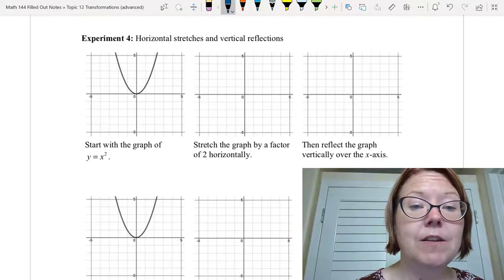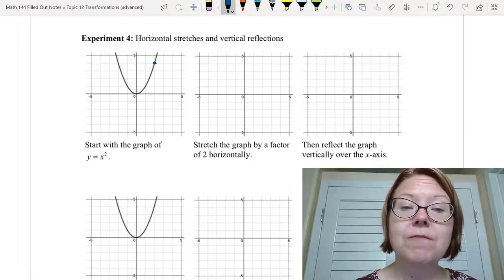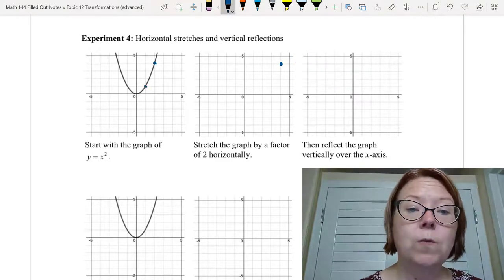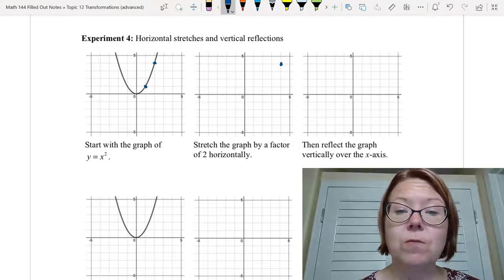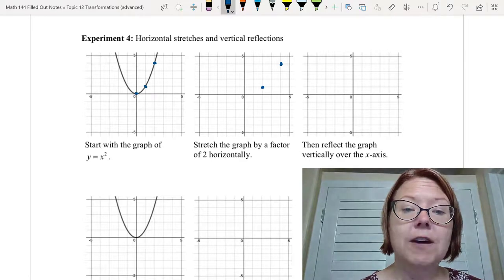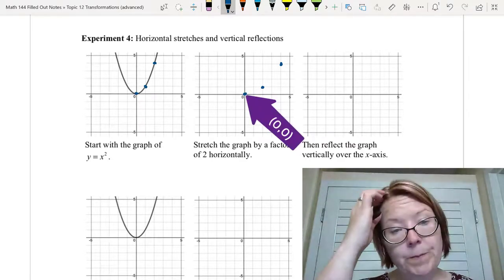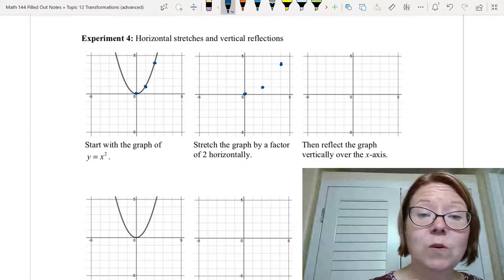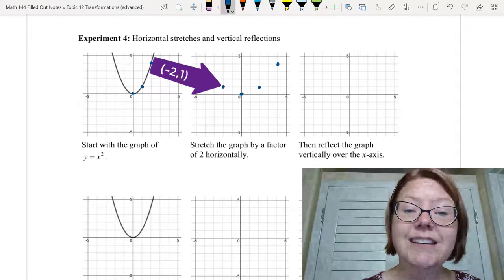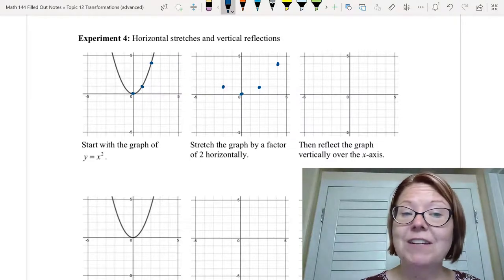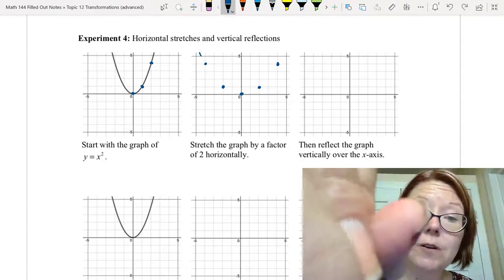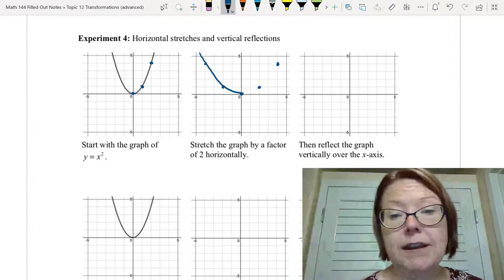For example, the point (2, 4), if I double the value of 2, that would give us the point (4, 4). The point (1, 1), if I double the value of 1, gives us the point (2, 1). (0, 0), if I double the value of 0, still gives me (0, 0). Negative 1, 1, double the value of negative 1, and that gives me (-2, 1). And finally, (-2, 4), if I double the value of negative 2, gives me (-4, 4). And so I have a new, much wider parabola than I had before.